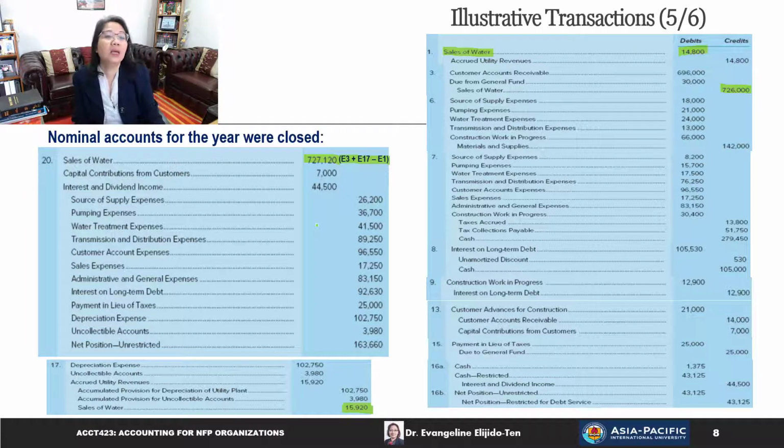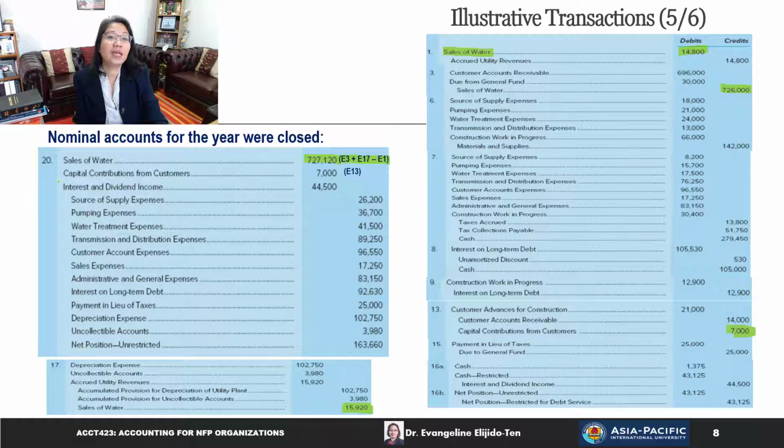Okay. What else? Capital contributions from customers. Where did we get this from? We have recorded this in entry 13. The capital contributions from customers, $7,000. So it has a credit balance. To close it, we'll need to debit it. So debit capital contributions from customers, $7,000.